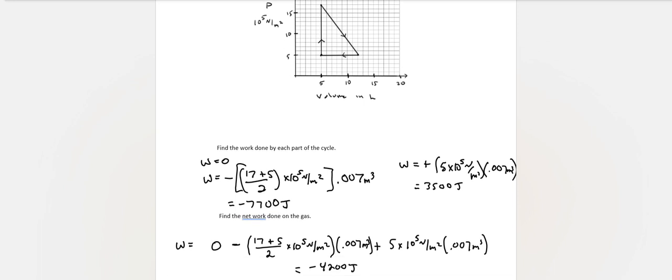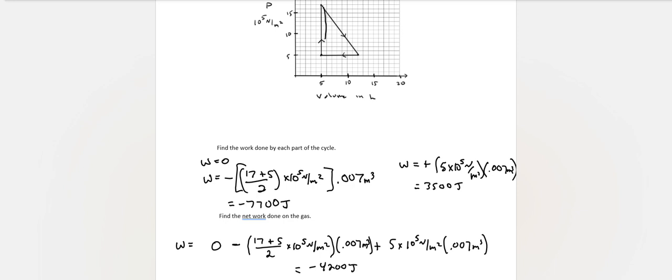I'm making this to be video 2 of a series on your notes on work done on a gas. So we've got an ideal gas that's running through the following cycle here. Let's find the work done by each part of the cycle. I went ahead and already wrote this out for you so you don't have to bother doing that. Let's see, work done by each part.